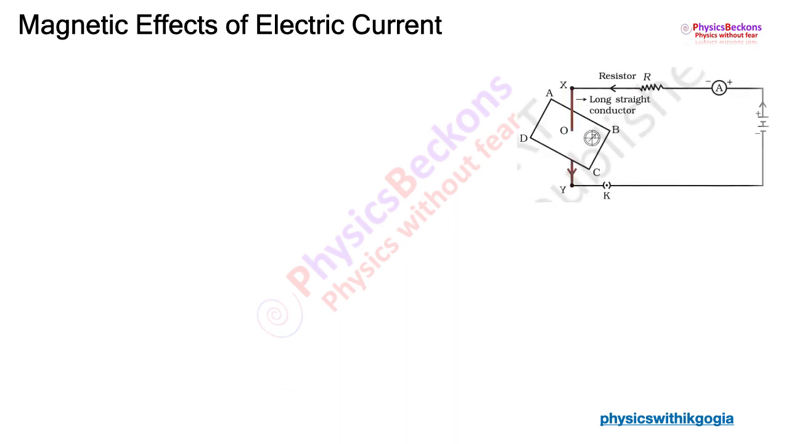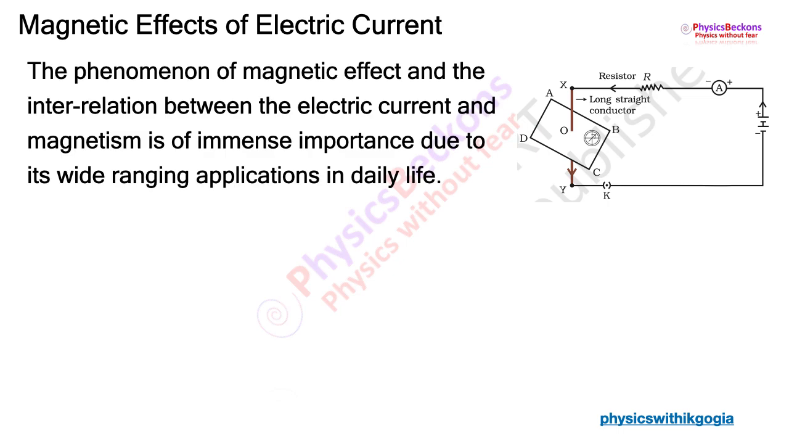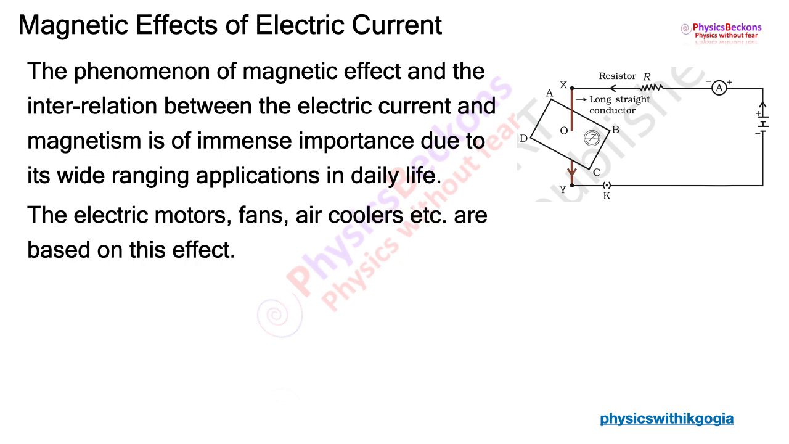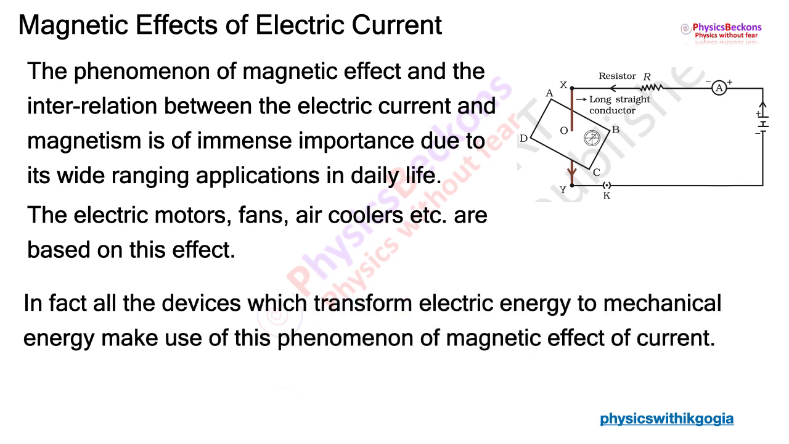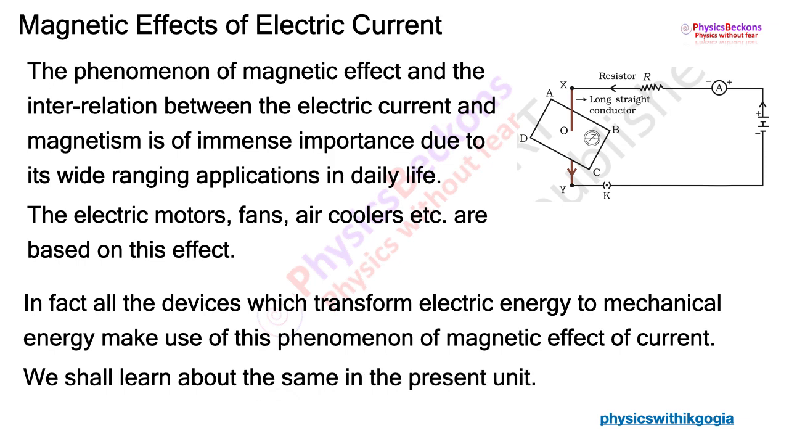Discovery of the effect shows that there is an interrelation between electric current and magnetism. The electric motor, fans, air coolers, etc., they are based on the magnetic effect of current. In fact, all devices which transform electric energy to mechanical energy, some are listed above: motor, fan, air coolers, etc., are based on magnetic effect of current, which we will be studying in this present unit.